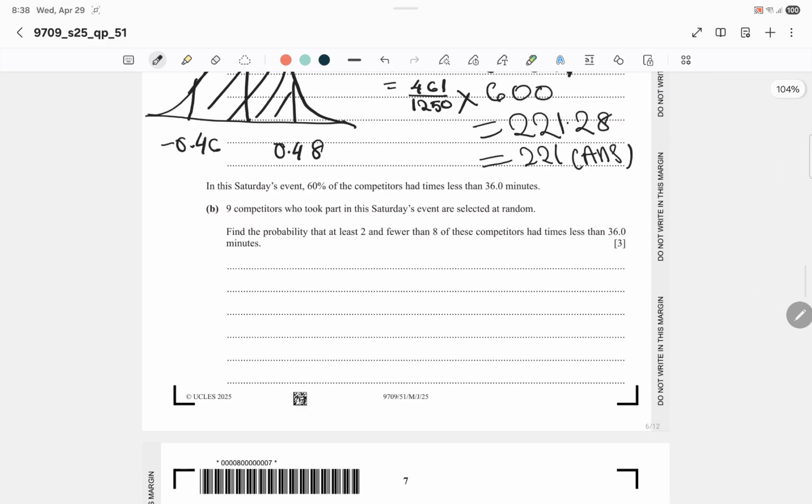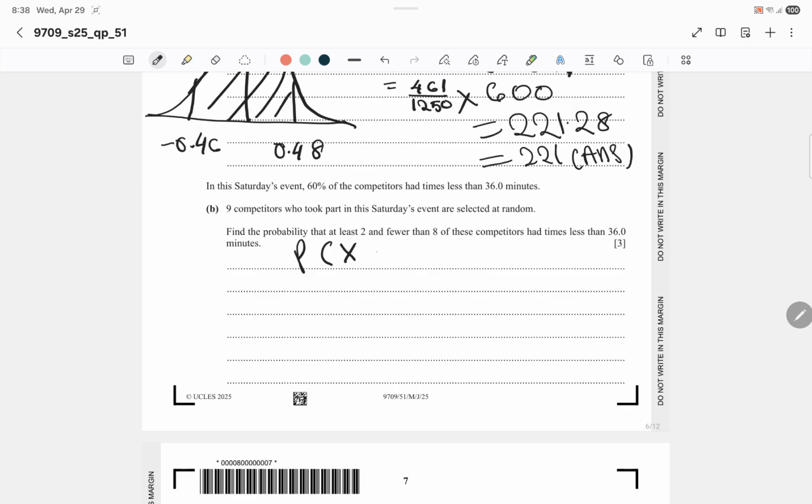Okay. So in this Saturday's event, 60% of the competitors had times less than 36 minutes. 9 competitors who took part in Saturday's event were chosen at random, and find the probability that at least two and fewer than 8 of these competitors had times less than this. So this is basically an approximation question, which has binomial distribution and normal distribution, both together.